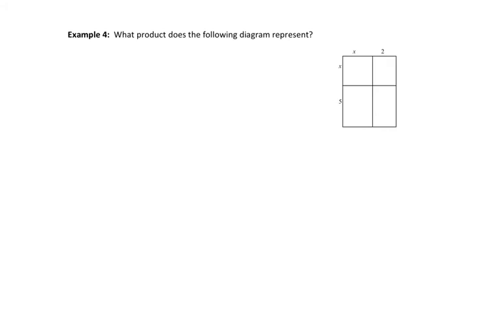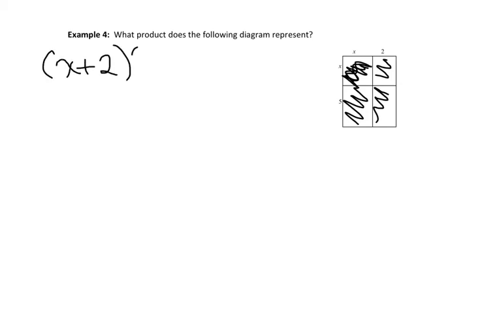Okay, so looking at this last diagram, this is a visual diagram. The product that it represents, and I should have really shaded these all in. Well, actually, we could shade them in because this represents a positive x squared. This represents 5x, positive 5x, positive 2x, positive 10. So what this is really showing us is that x plus 2 times x plus 5 is equal to x squared plus 7x plus 10.